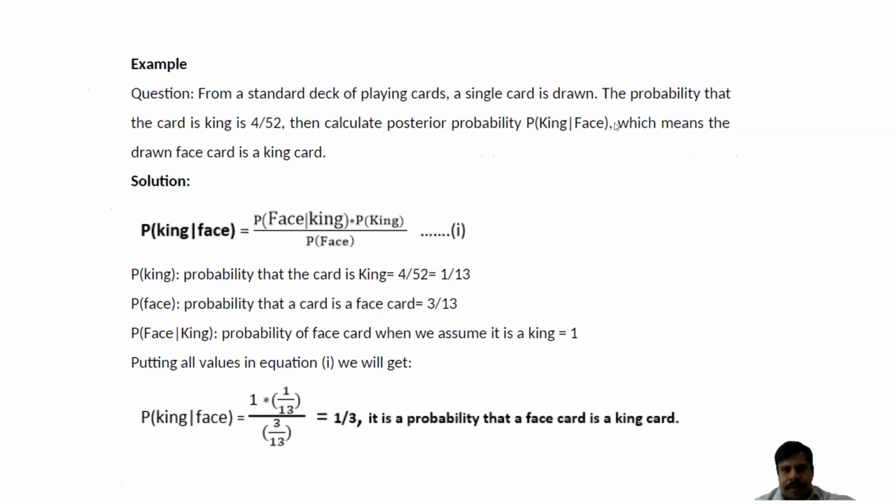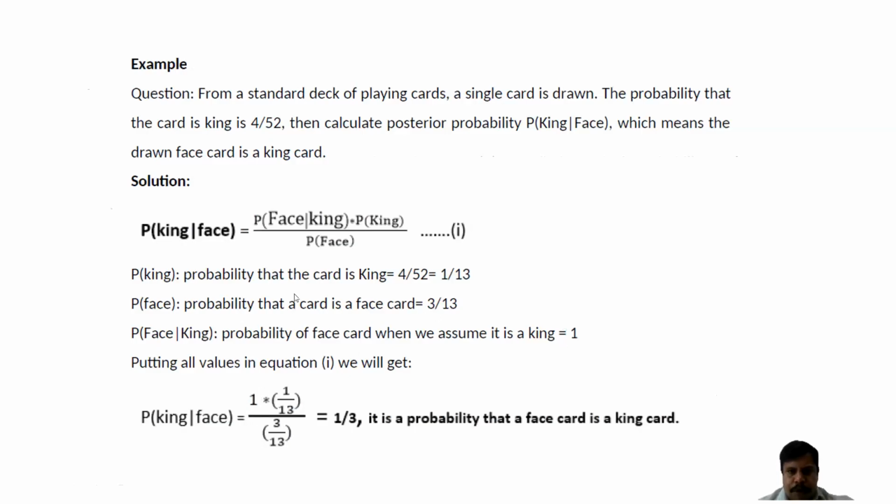So here, the probability that the card is a king is the prior probability. Then what is the posterior probability P of king by face? P of king by face is equal to P of face by king into P of king by P of face. So what is this P of face by king? If the card taken is a king, the card being a face card is equal to 1 only. So that's why here 1.